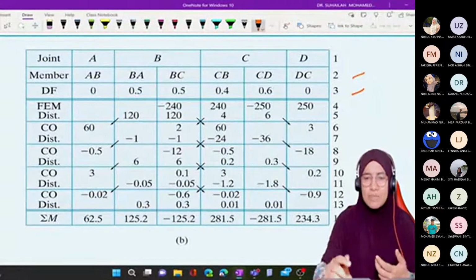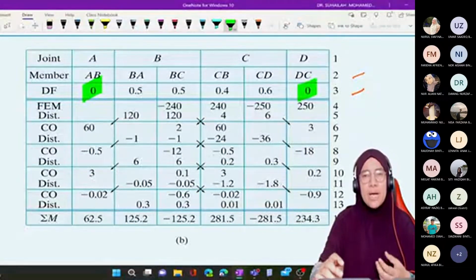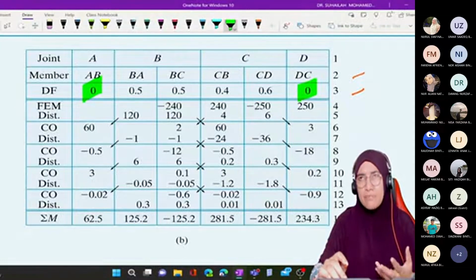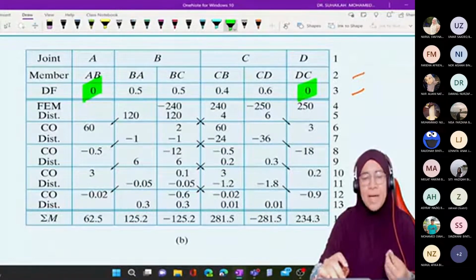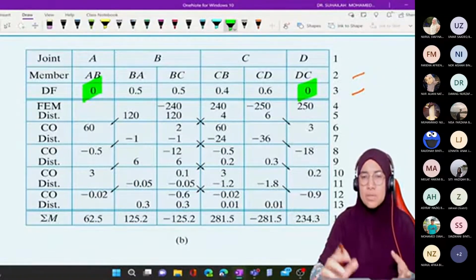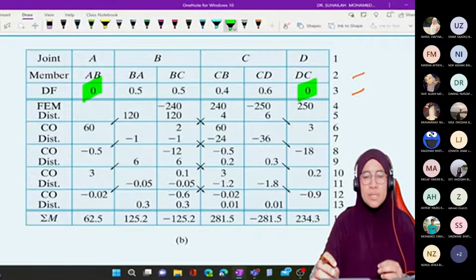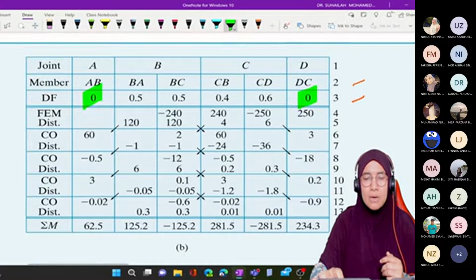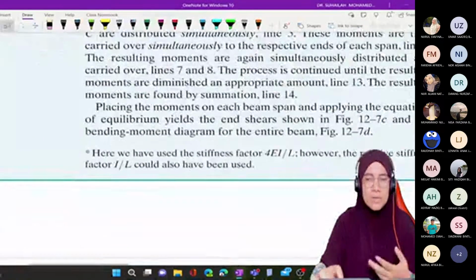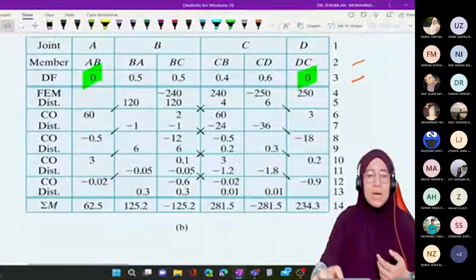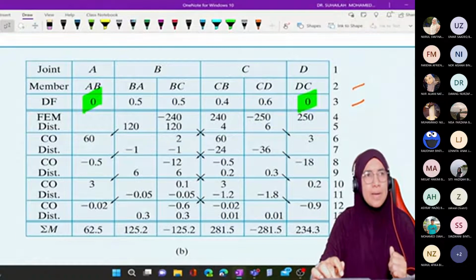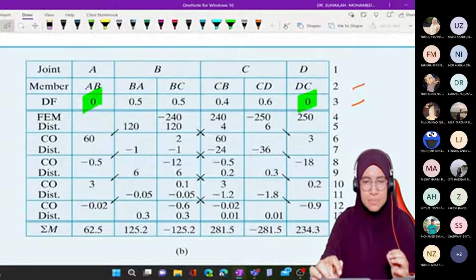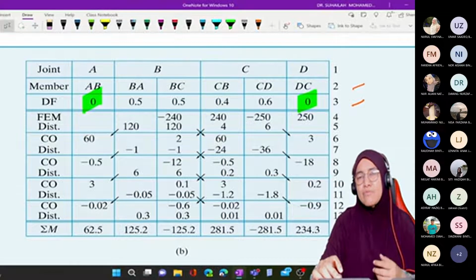So DFAB equals 0 and DFDC equals 0, because of the fixed end condition. And the total DF at B is 1, DF at C is 1: BA plus BC equals 1, CB plus CD equals 1. The calculation is like above, quite simple and straightforward. Then we put the first member end moment in the table, which we get from the fixed end moment.